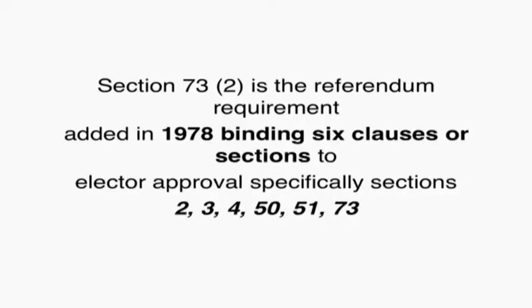Now 73 in your state constitution states that Section 73.2 is the referendum requirement added in 1978, binding 6 clauses or sections to electoral approval. Know those 6 sections because we're going to touch on them. It's Section 2, Section 3, Section 50, Section 51, and 73 and 4.